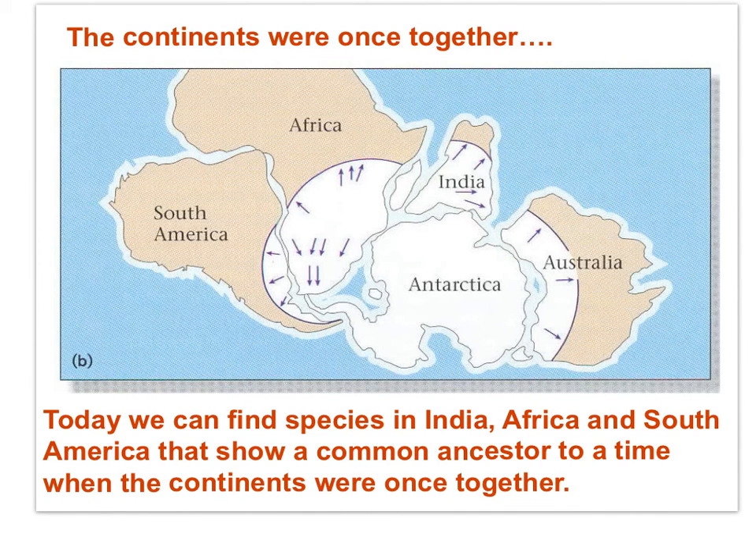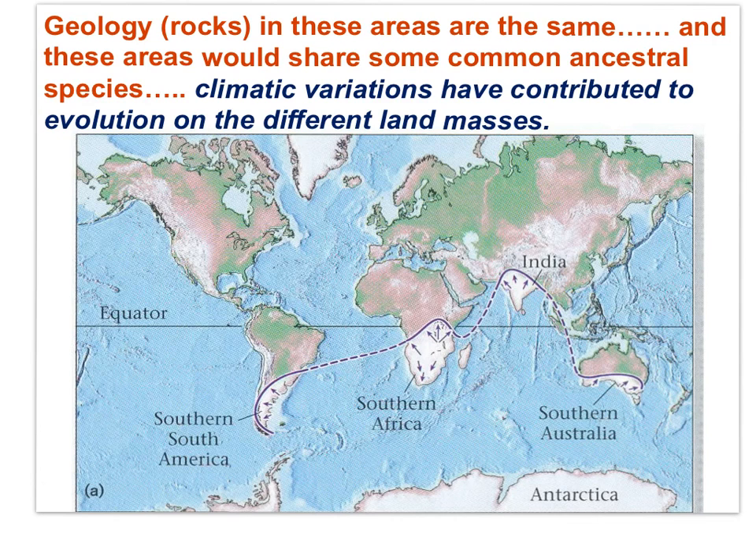And if we look at India, South Africa, South America, and Australia, we can find a common ancestor of different species alive on each continent today. The geology, the rocks in these areas are the same, and these areas would share some common ancestral species of the different species present in each of these locations.